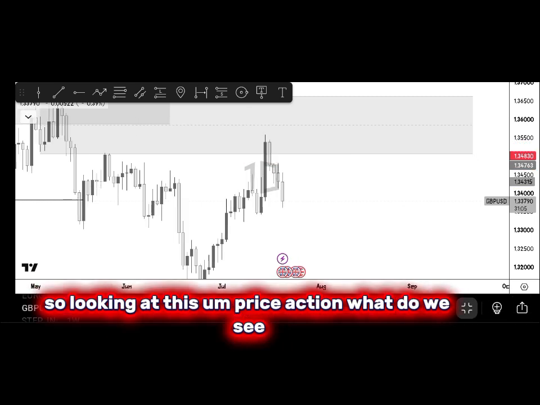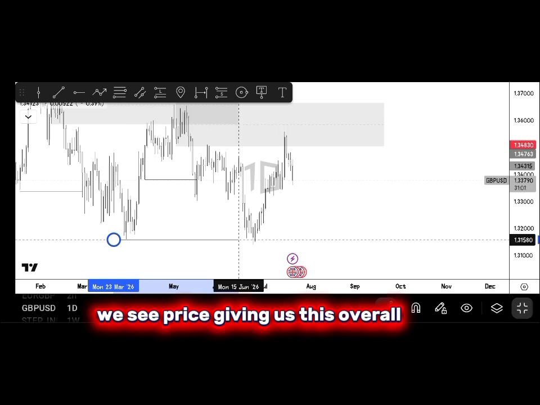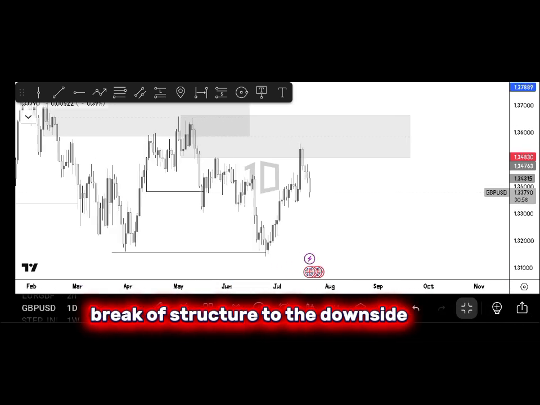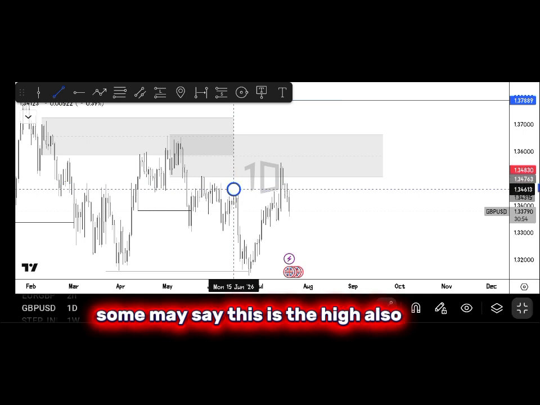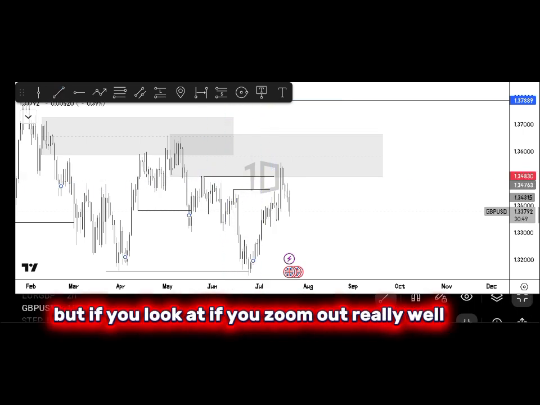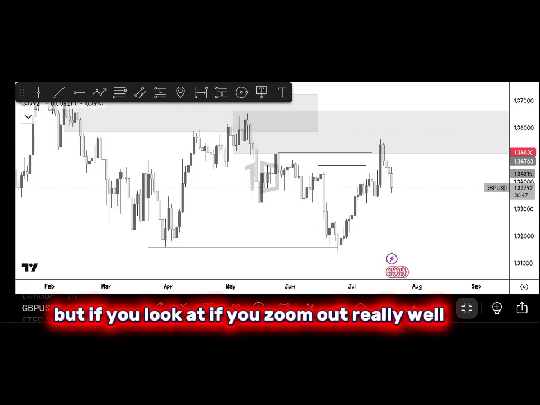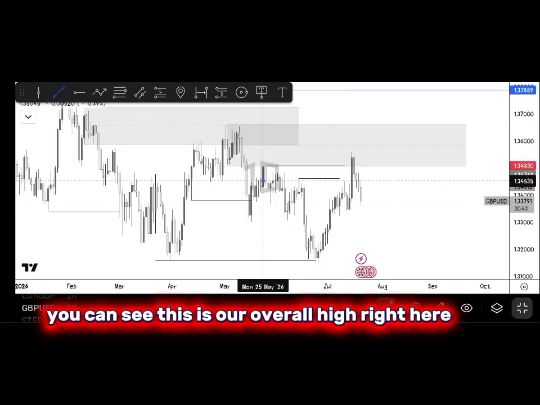So looking at this price action, what do we see? We see price giving us this overall break of structure to the downside. Now some may say this is the high, some may say this is the high, some may also call this the high. But if you zoom out really well, you can see that this is the overall high. You can see this is our overall high right here.